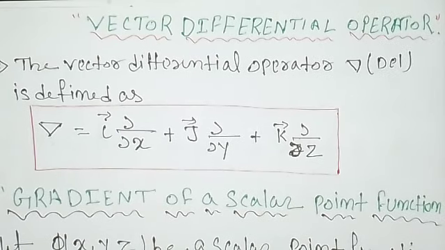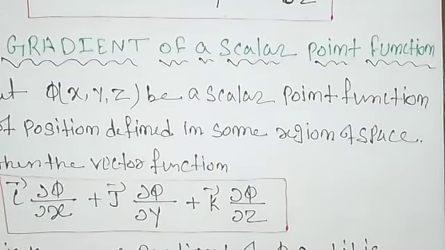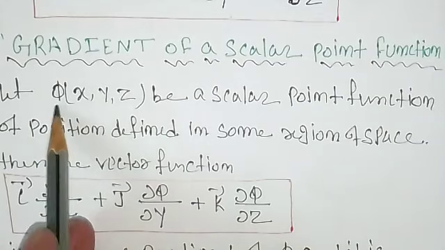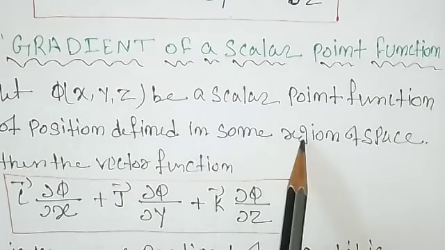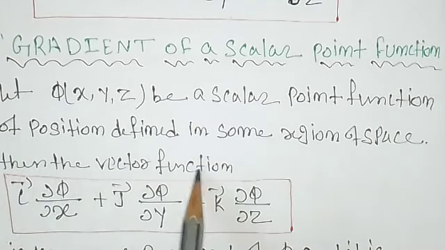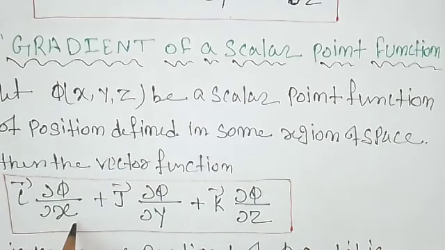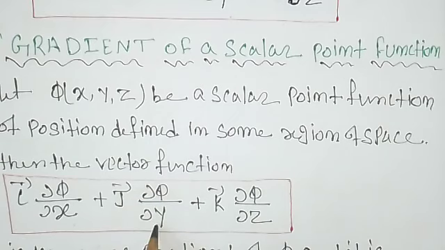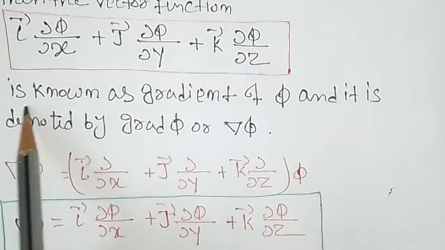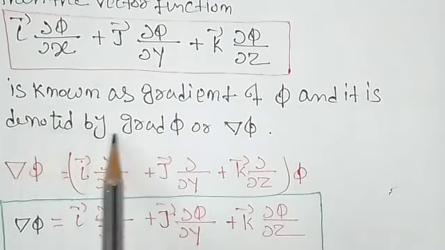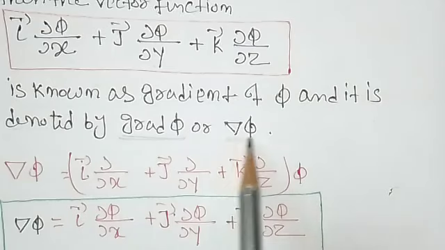Now we will see the gradient of a scalar point function. Let phi of x, y, z be a scalar point function of position defined in some region of space. Then the vector function i of dou phi by dou x plus j of dou phi by dou y plus k of dou phi by dou z is known as the gradient of phi, and it is denoted by grad phi or del of phi.